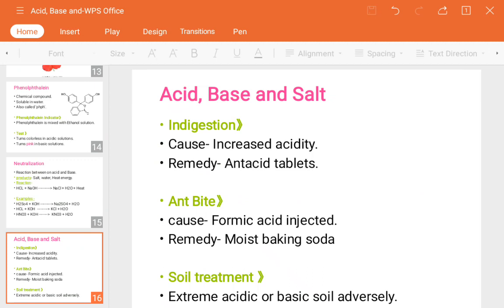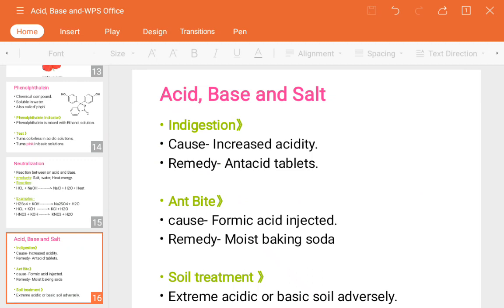Next is ant bite. Some ants, like the red colored ant, if you have seen one, most of you have suffered from it. If they bite any portion of our body, redness, swelling and continuous itching happen. Why? Because the ants have an acid in their mouth and body called formic acid. Whenever they bite our body, they release formic acid into our skin. Due to that, our skin burns, itches, and swells, and redness appears.